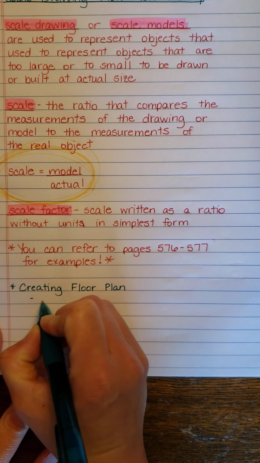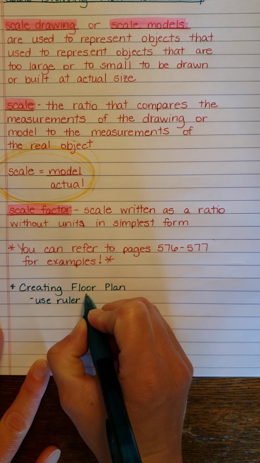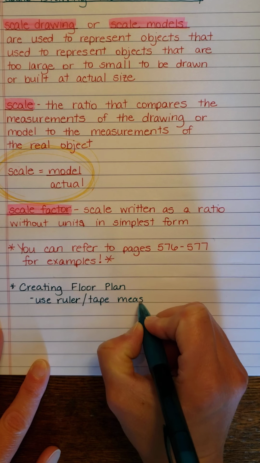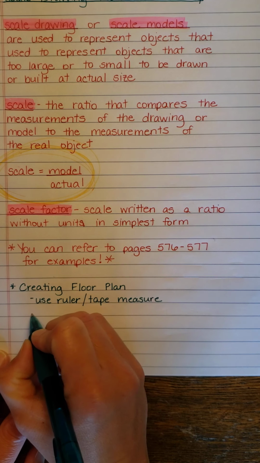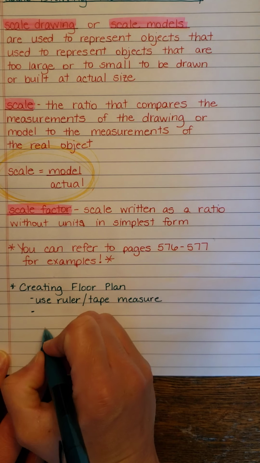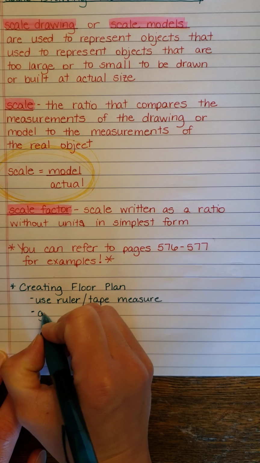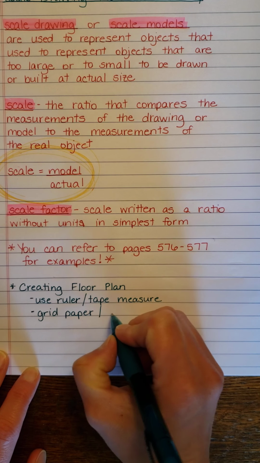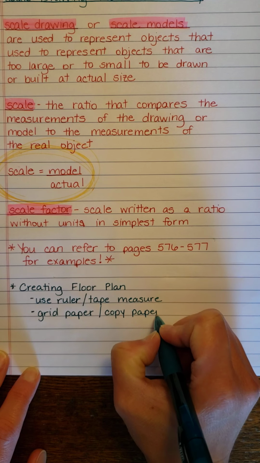So just a few things. You need to use a ruler, or let's be honest, it's going to be easier to use a tape measure to take those measurements, but you're going to need a ruler for your final project. I am providing you a PDF copy of grid paper, so if you have a printer available to you, you can print the grid paper, or if you have grid paper laying around, you can use that. If you don't have grid paper, just go ahead and use plain computer paper, copy paper, okay?